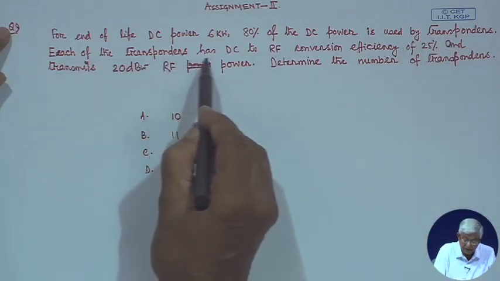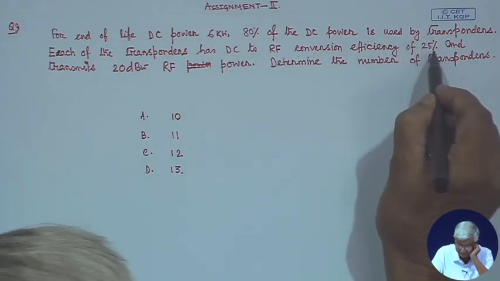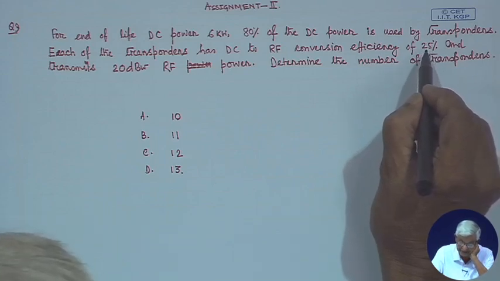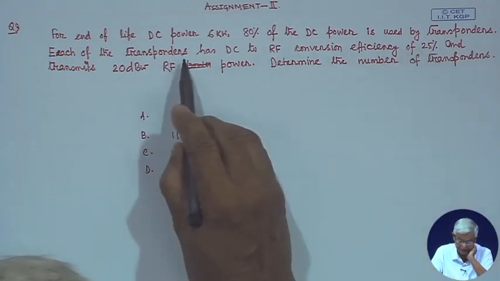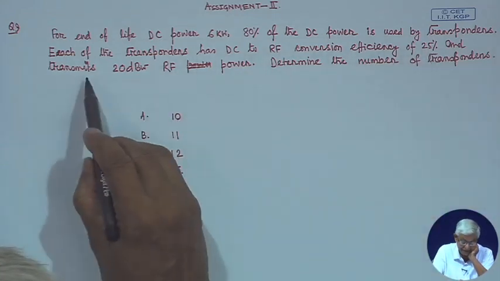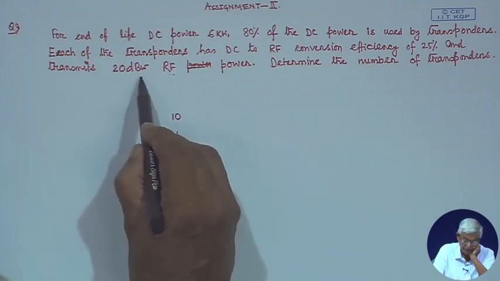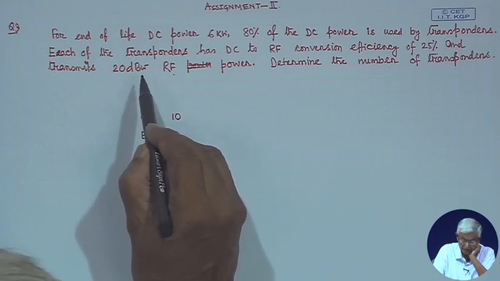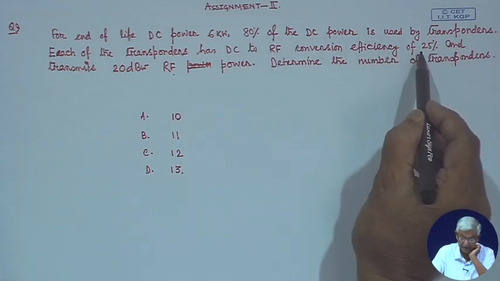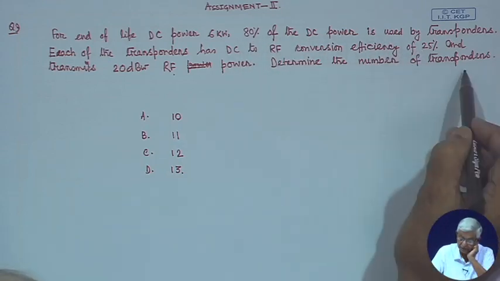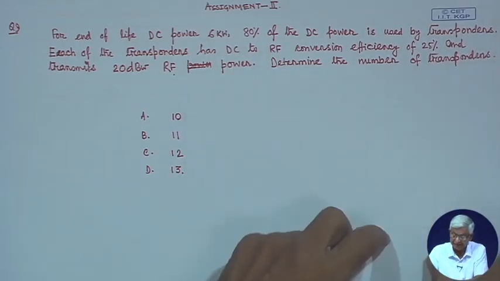Each transponder has a DC to RF conversion efficiency of 25%. You can see how much we are losing really. So, 1/4 of that power is available as RF, and each of these transponders transmits RF power of 20 dBW. This much RF power each transponder transmits. Determine the number of transponders. It is a straightforward calculation, and options 10, 11, 12, 13 are given.